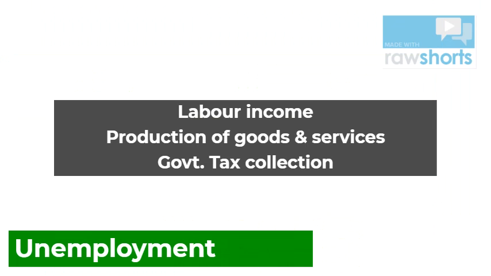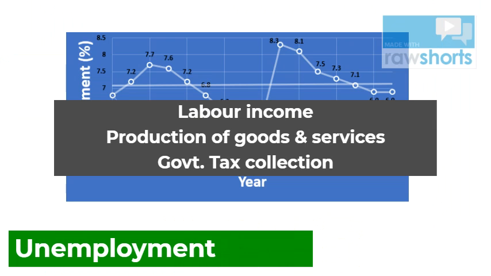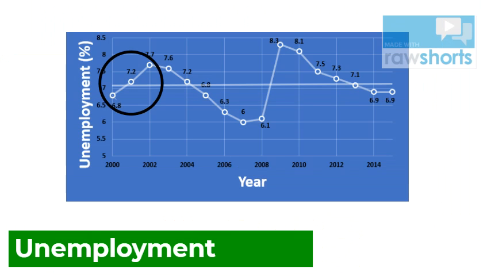A higher unemployment rate reduces the labor income and the production of goods and services. The Canadian unemployment rate shows a slight increase in the trend line. It moves up in the years 2000 and 2008 due to the tech bubble and the financial crisis respectively. Now let's move on to the fifth economic trend, balance of payment.